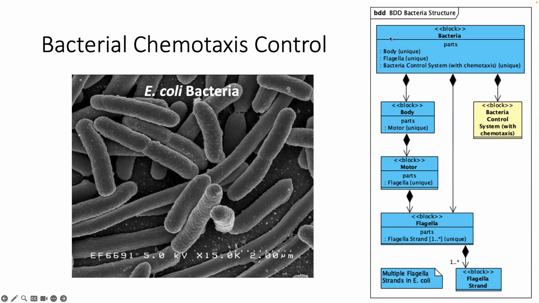So this is what's called a block definition diagram, and it shows the various parts that a bacteria is composed of. And the block here in yellow is the one that I'm going to be focusing most on here. So bacterial chemotaxis control has already been discussed. I have another paper in publication that has some details about that. So for what we're going to talk about here, only a high-level review will be done, highlighting the features that could be nominated for a biological system architectural framework.